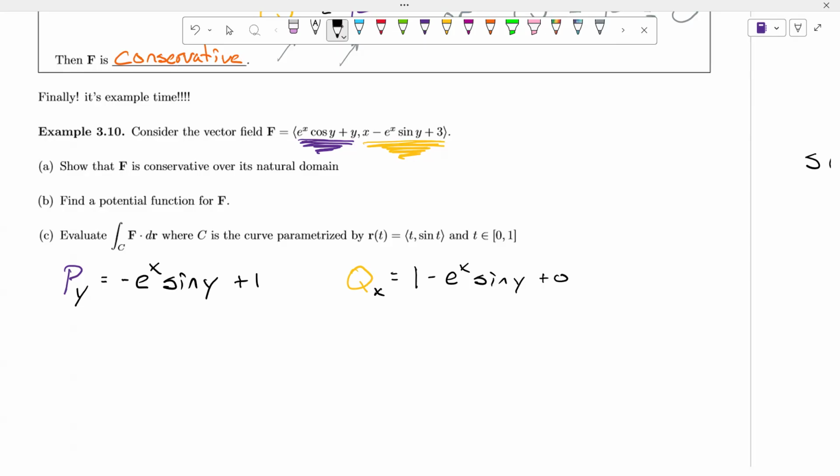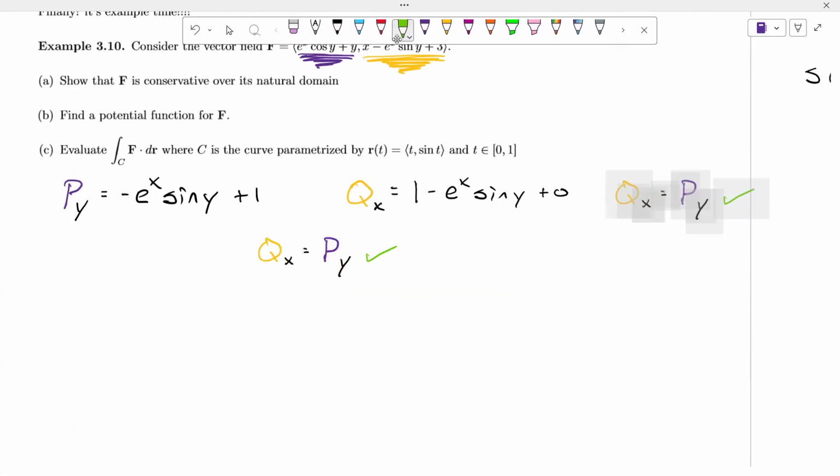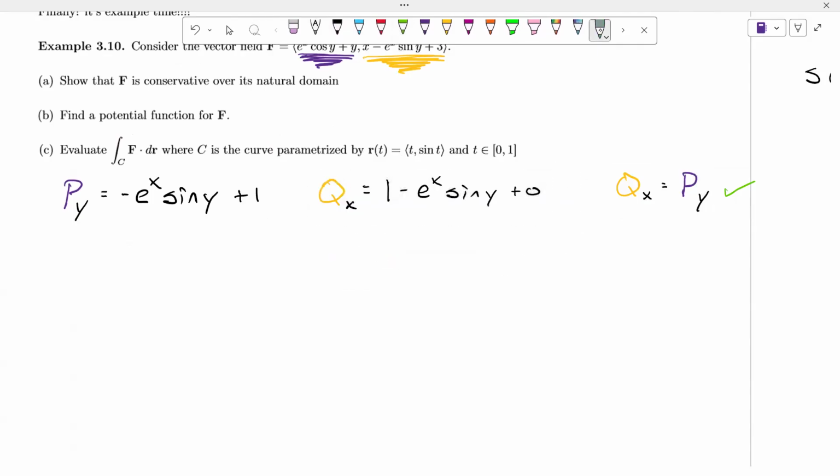And now if I compare those two pieces, Q x and P y, I think I can see that they're equal. Negative e to the x sine y plus 1 and 1 minus e to the x sine y are the same equation. Oh, and I'm going to run out of space here really quick, so let me just reorganize this slightly. Those two things go over there. This is part A, and now let's go look at part B.